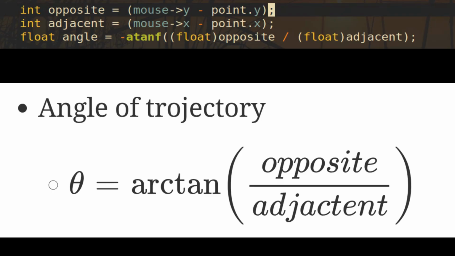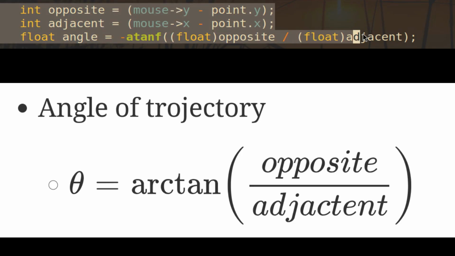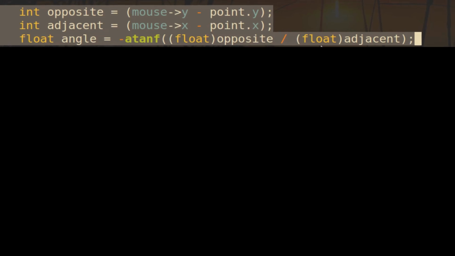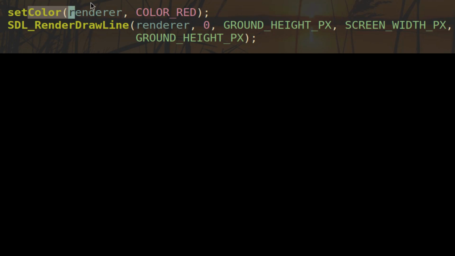And we're also going to need the angle. So to figure out the angle, remember the formula we used before, right? So we're getting the opposite and the adjacent by taking, when our mouse is out at a specific spot, we're going to get the opposite by doing mouse Y minus point Y, and then the adjacent by getting mouse X minus point X. And then the formula I showed before for finding the angle in radians. Then we're going to set the color to red. We're going to draw the line.